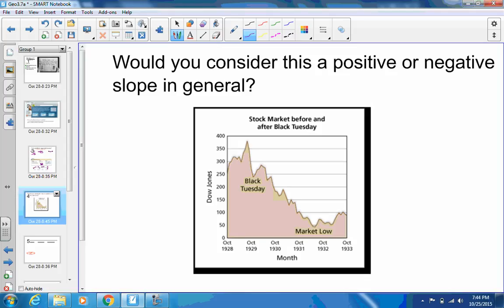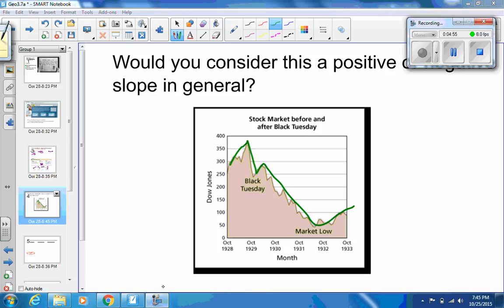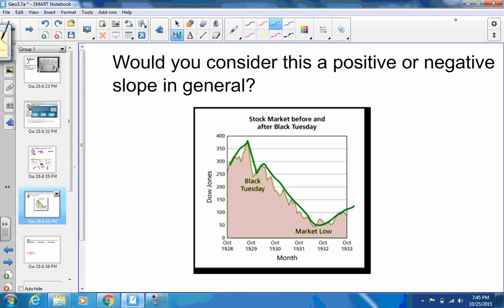But in general, I hope you could tell that this would be considered a negative slope, but you do see spurts of positive. There's positive. Here's negative. A little bit of positive. This is pretty much all negative, and then a little bit of positive there as well. All right, so that's just a real example of how slope is talked about or used in the real world.